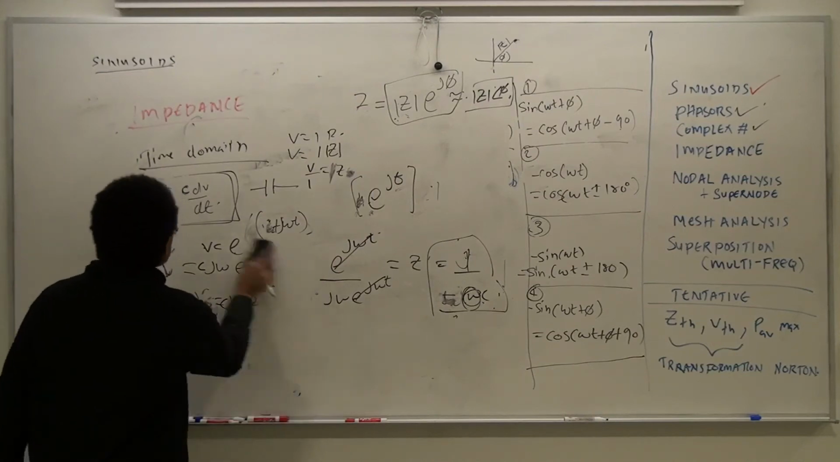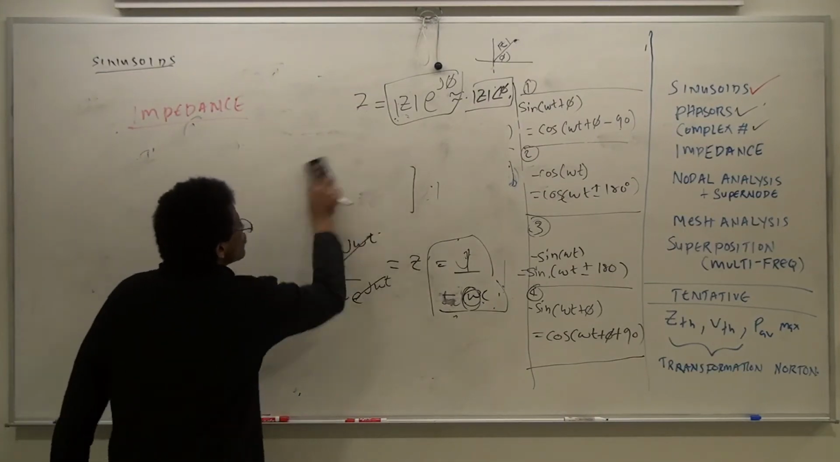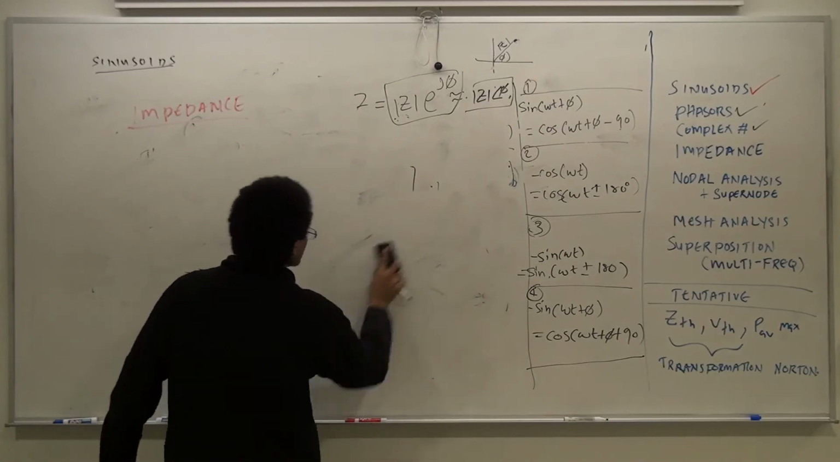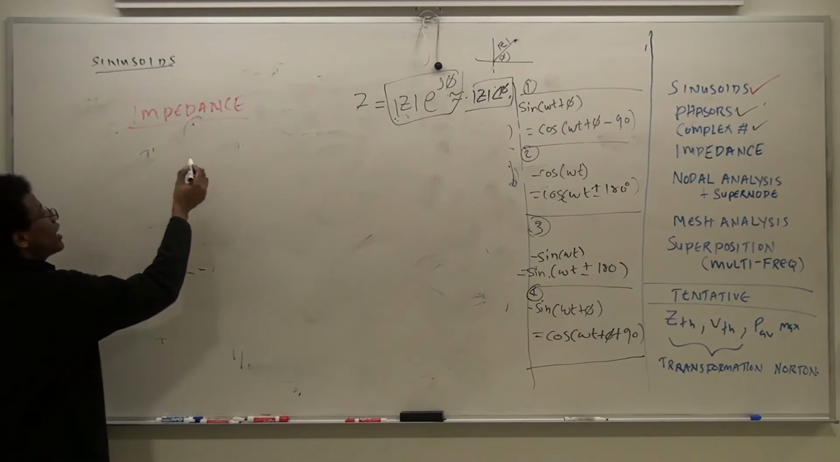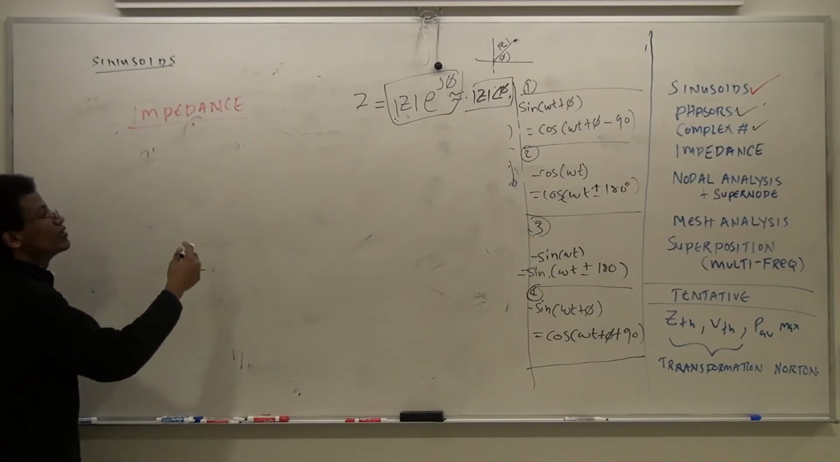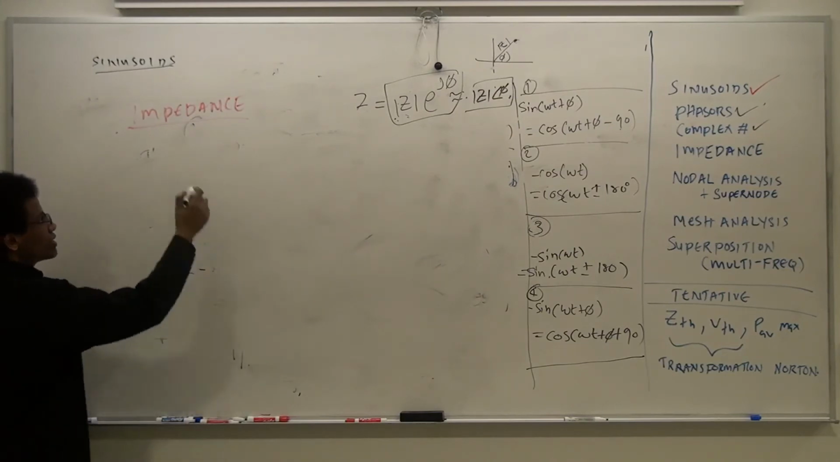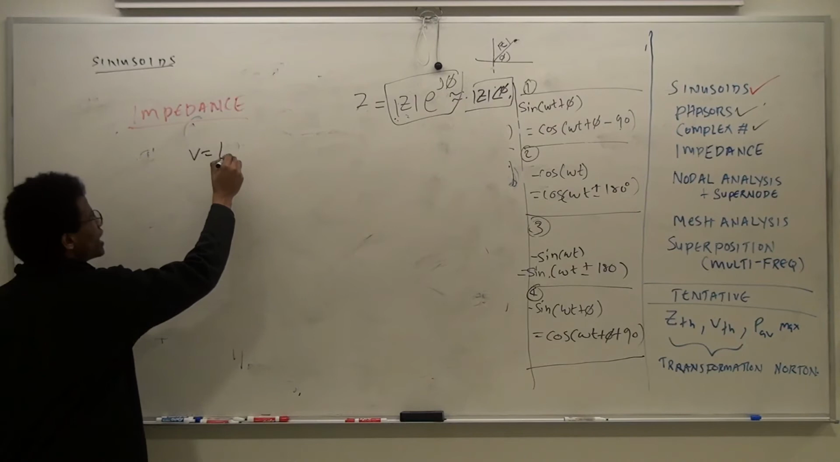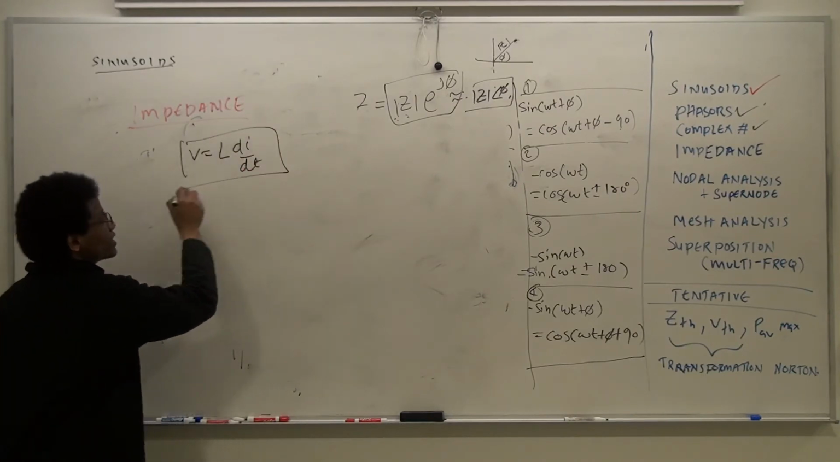So using the same trick, you can derive the one for an inductor. The law that governs an inductor in the time domain is what? Does anybody know? What's a differential equation that governs the behavior of an inductor in the time domain? I'll just give it to you. V equal to L di/dt. We know this, right?